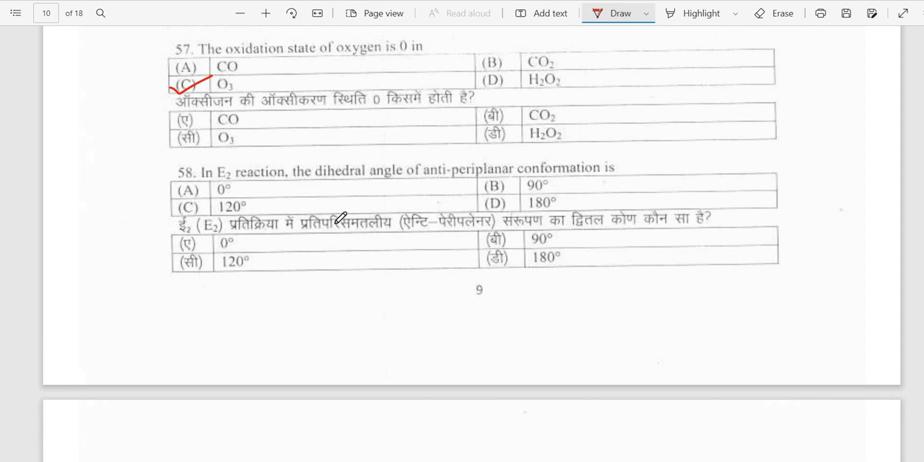In E2 reaction, the dihedral angle in antiplanar conformation. Dihedral angle 0, 90, 120, and 180. Obviously 180 degrees. In an E2 reaction, we know that the leaving group and the hydrogen must be in anti positions. That's why X and H are in anti positions. Okay.